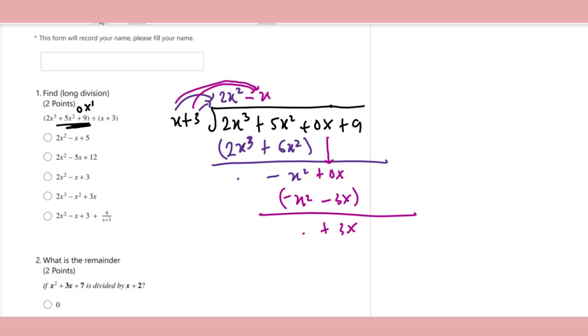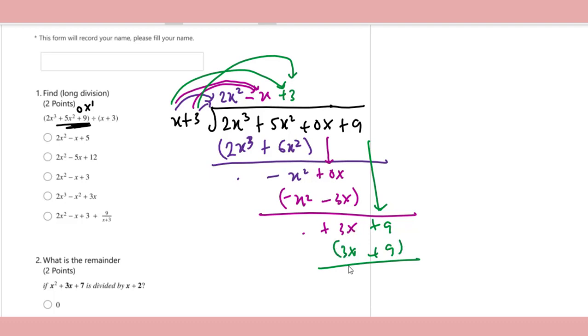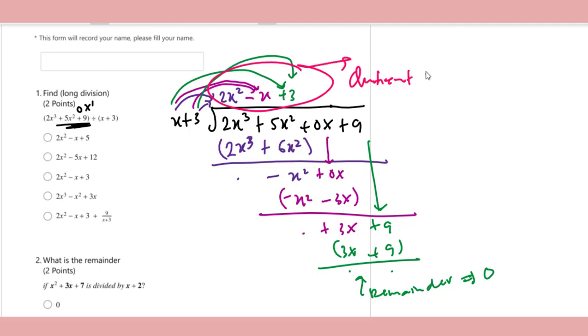And then the next step is bring positive 9 down. So we want 3x. Multiply x by 3, so get 3x, and multiply 3 with the 3, get 9, and minus 3x minus 3x, 0, 9 minus 9, 0. So now the remainder is 0. Remainder is 0, and then this is quotient. And this is divisor.